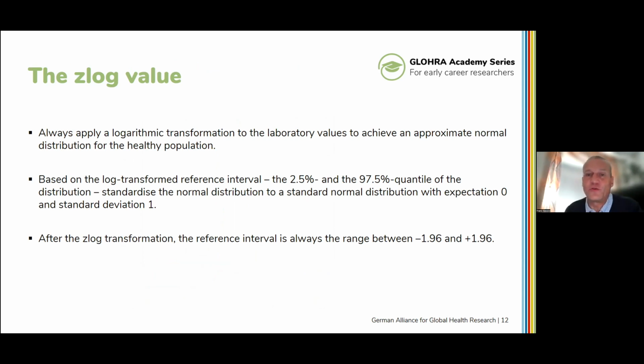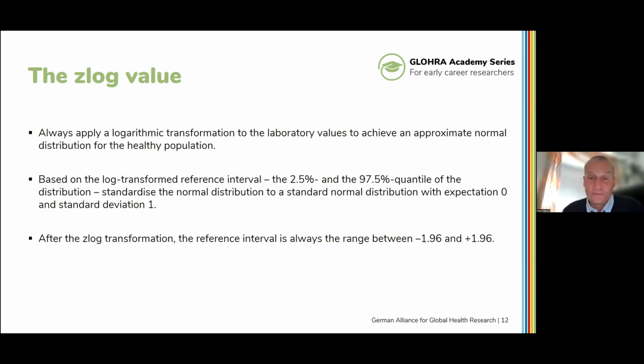So if we transform the reference interval also with the logarithmic transformation, the quantiles are transformed. And based on these quantiles, we can actually compute the parameters of the corresponding normal distribution and transform it to the so-called standard normal distribution, a normal distribution with mean or expectation 0 and standard deviation 1.